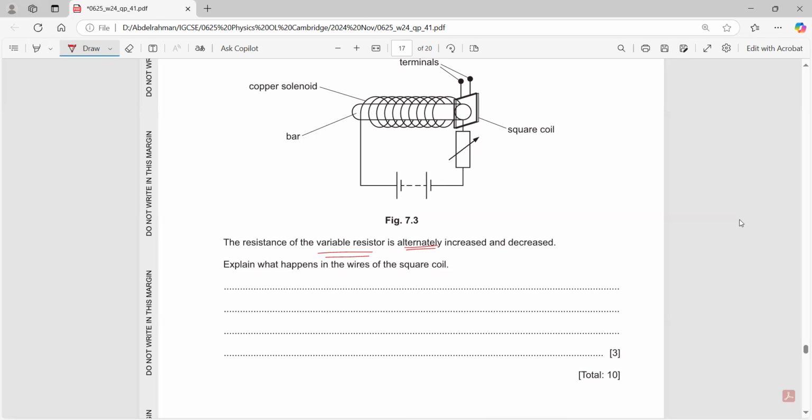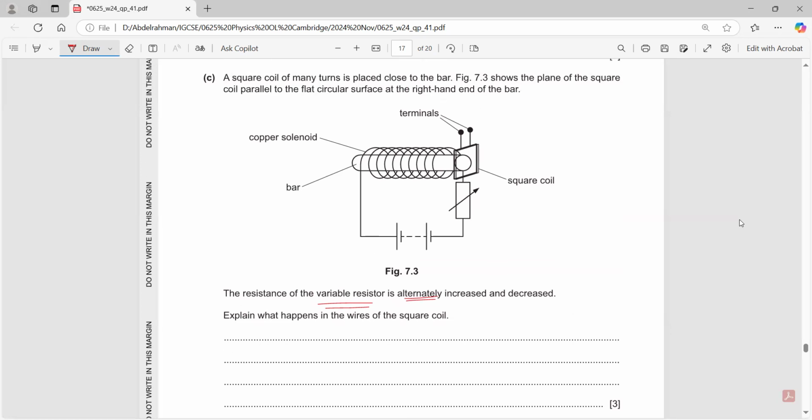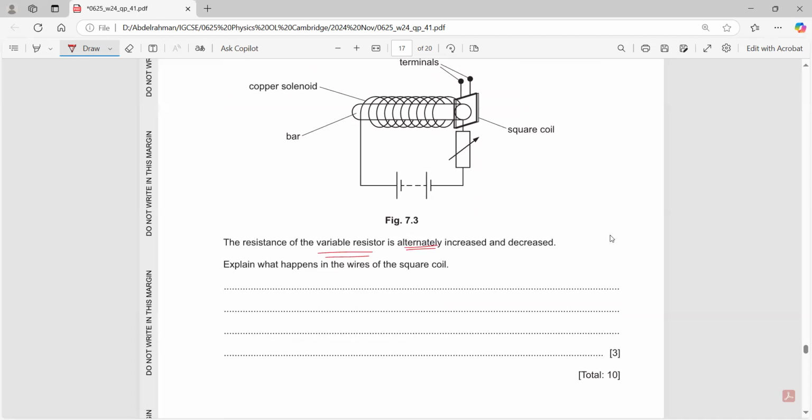The whole point of this question is that this is actually a transformer. How is this a transformer? You have two coils. You can consider the copper solenoid to be the primary coil and the square coil to be the secondary coil. Therefore, as you increase and decrease the current, you're increasing and decreasing the magnetic field, and when you change the magnetic field, you keep on inducing a current. That's all we will say.